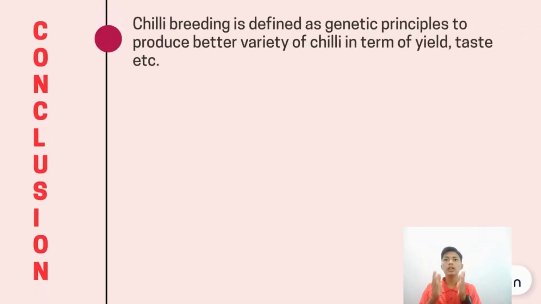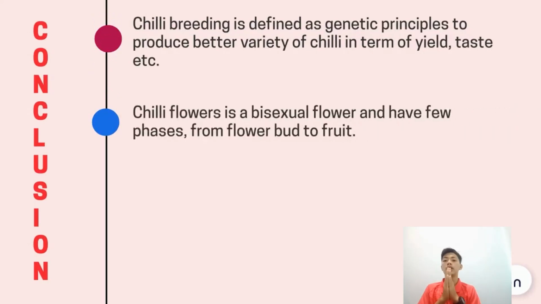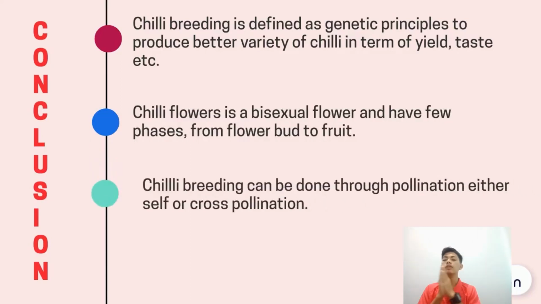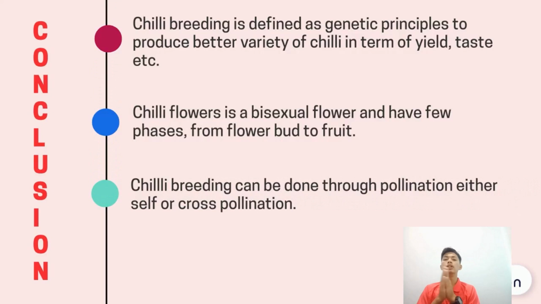In conclusion, chili breeding is defined as the use of genetic principles to produce better varieties of chili in terms of yield, taste, and so on. The chili flower is a bisexual flower, which means it has male and female parts in one flower, and has a few features from flower bud to development of the fruit. Chili breeding can be done through pollination, either through self-pollination or cross-pollination.